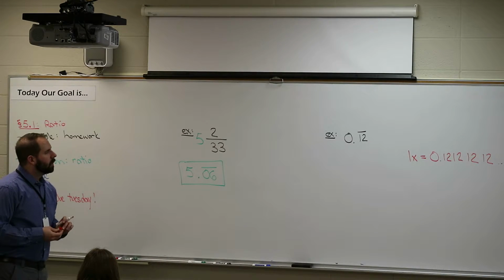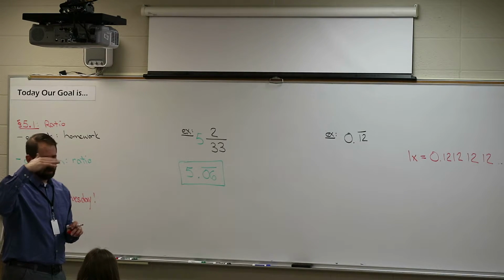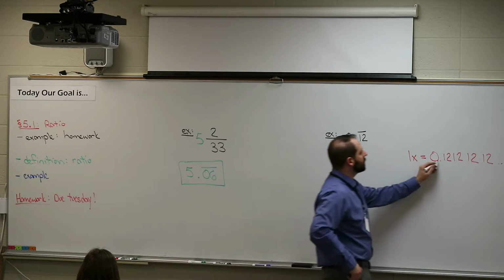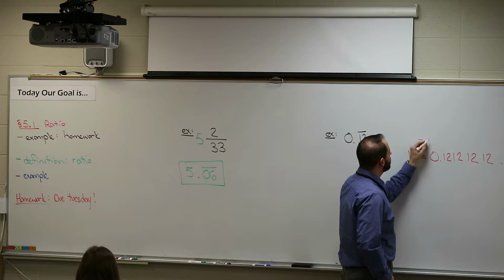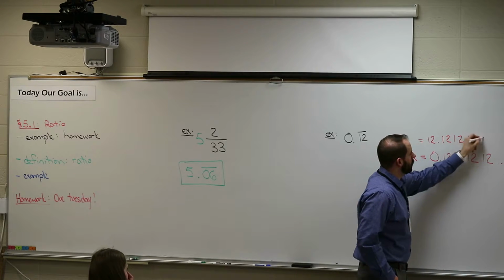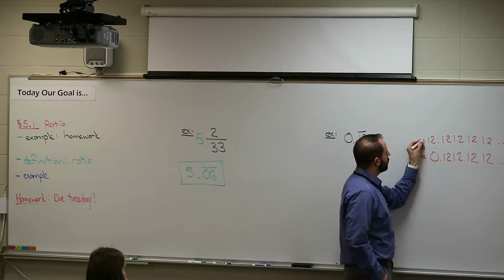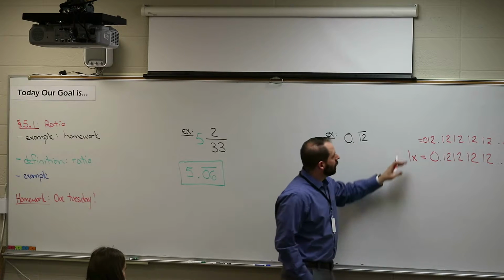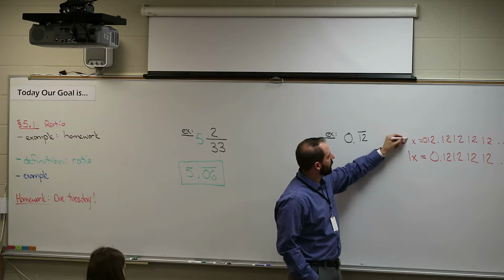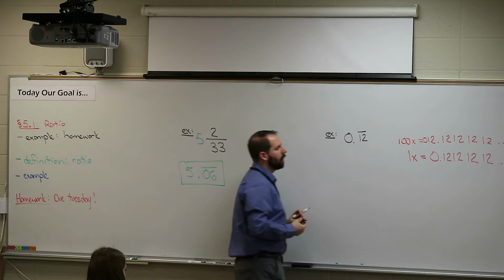Now, how many numbers were underneath the little house, underneath the bar? 2. So we're going to have to move that decimal over 2 spots. So really, this number is going to be 12.121212. The reason why is this decimal moved back 2 spots. So there's actually 0 up here. Now what number's out front of the x now? 100. Yeah, it's 100, because you count how many numbers are underneath the bar, that number is how many zeros you put there.